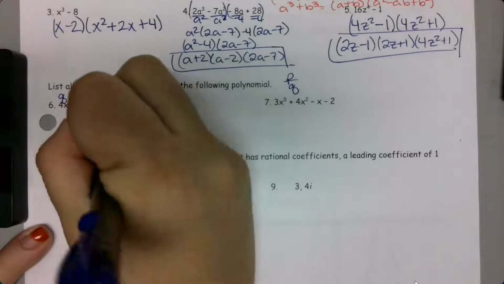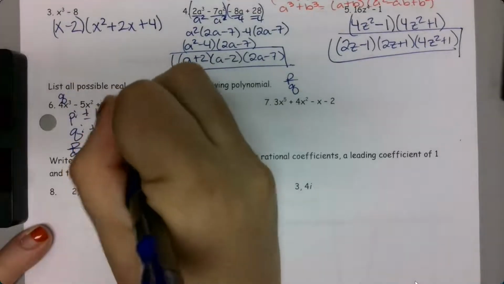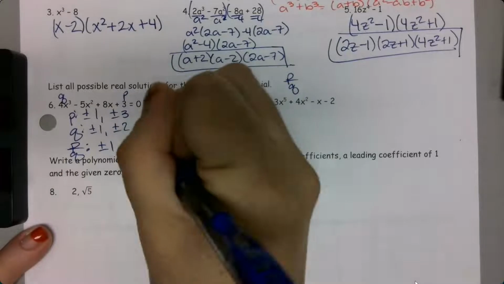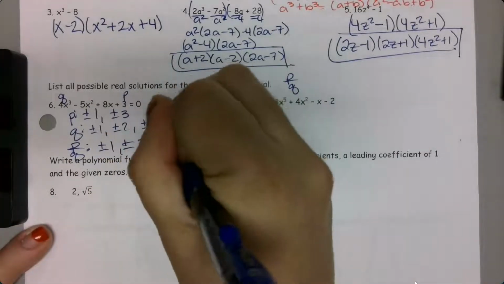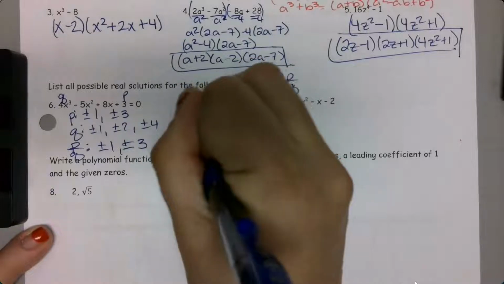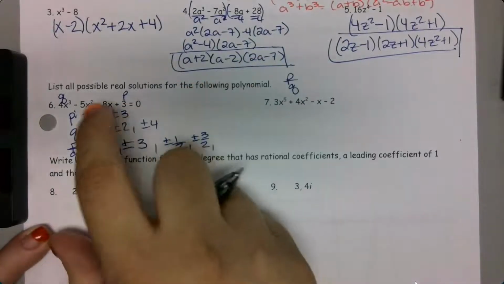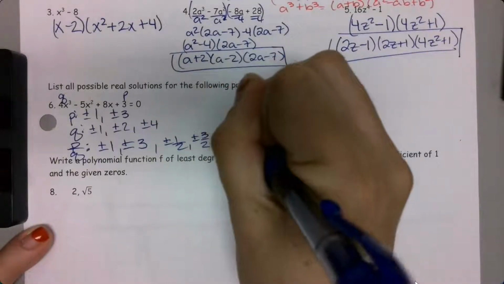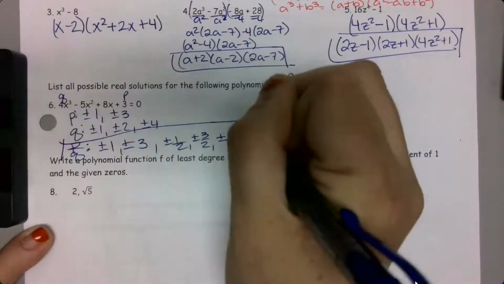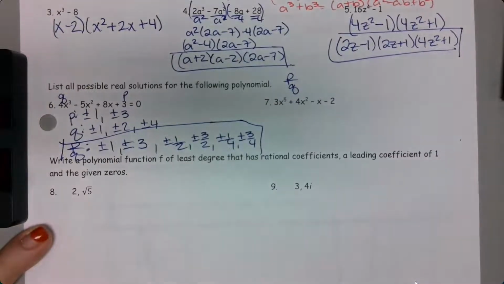I want to take all of my p terms and divide them by all of my q terms. So I have 1 divided by 1 is 1. And then I have 3 divided by 1 is 3. Then I'm going to divide everything by 2. So that's going to give me 1/2, 3/2. Then I'm going to divide by 4. That's going to give me 1/4 and 3/4. So these are all of the possible zeros to my function.